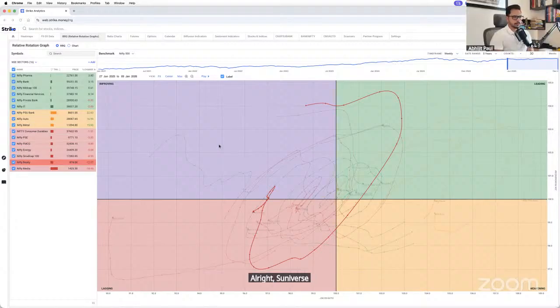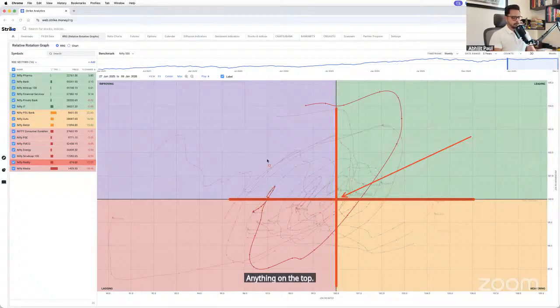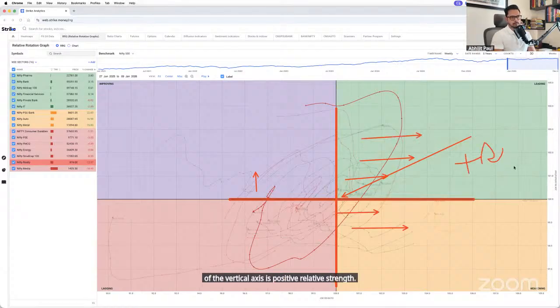All right, Srinivas. Thanks for the questions. Let's deal with them one by one. RRG, let me try with a whiteboard. So RRG has this central point. It's essentially a horizontal axis and a vertical axis. Anything to the right of the vertical axis is positive relative strength. Anything to the left of the vertical line is negative relative strength.